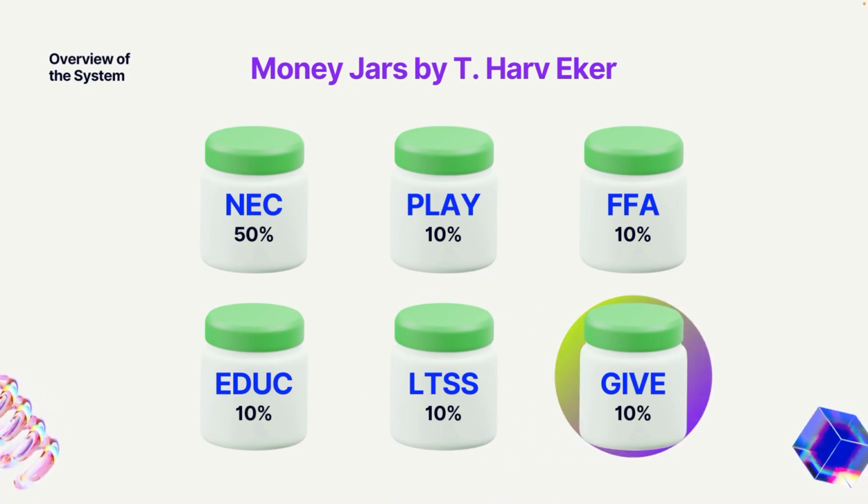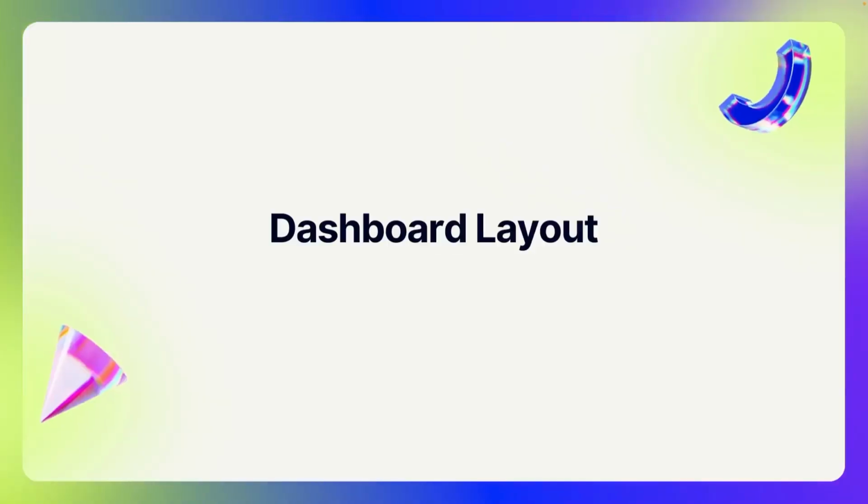The last jar is the give jar, wherein money for this is for giving away. Use the money in this jar to give to your family or to your friends, or to give gifts on their birthdays or even on special occasions and holidays. You can also give this money to specific charities that you support or even in your community.